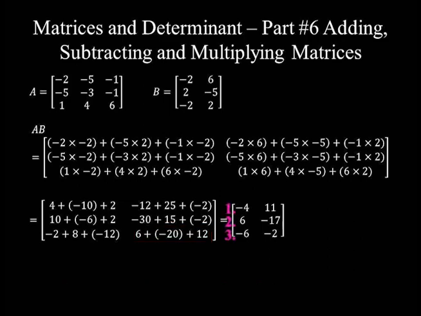AB has 3 rows which are derived from the number of rows of the first matrix, that's matrix A, and 2 columns which are derived from the number of columns of the second matrix, that's matrix B. So the order of AB is 3 by 2.